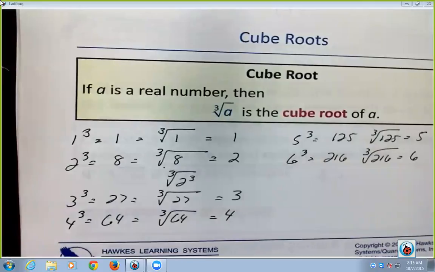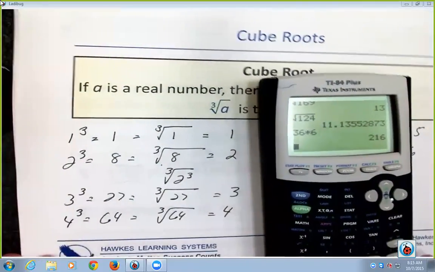To do cubes? Yeah, I'm heading there right now. The question was, can we do them on our calculator? Of course, with your calculator.